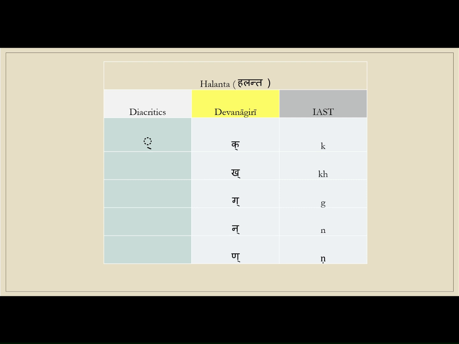The next concept is that of Halanta. Halanta basically is a very simple concept. What it does is eliminate the inherent schwa that is there in all consonants. In IAST, it is much simpler. The consonants will simply not be followed by a, which represents a schwa. So that is all about Halanta.